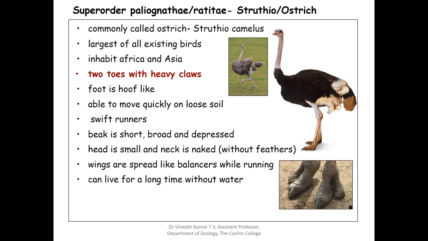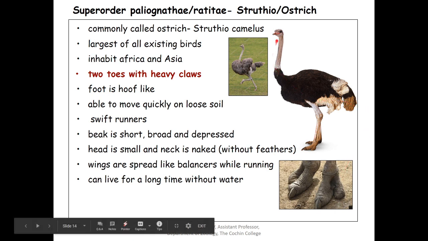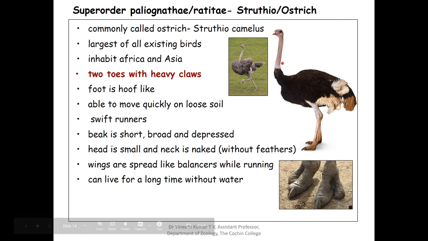The head is small and the neck is naked. That you can see here. Compared to the body, the head is small, and the neck is naked in the sense it does not have any feathers which cover the neck. Another feature is the wings are spread like balancers while running, that you can see here. When ostriches run, they spread their wings like this, and they act as balancers.